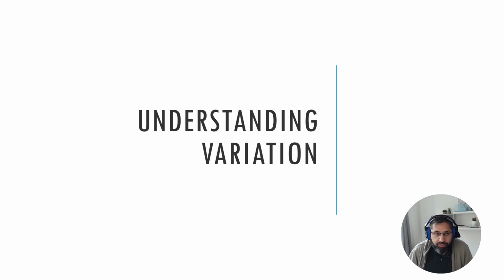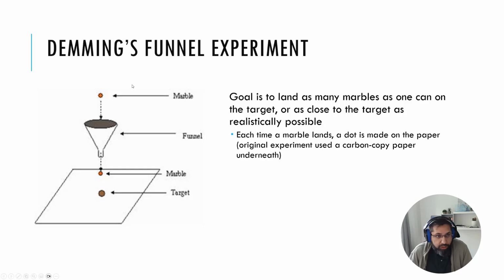Understanding variation. This is a very important concept. If you understand this well, the rest of the concepts about process capability and statistical process control will make a lot of sense. So we're going to understand it the way Deming used to teach it. And he used to teach it with this experiential exercise.